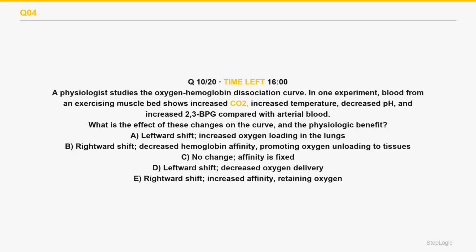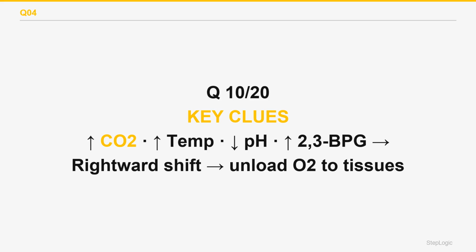Read the command, effect on the curve, and the benefit. Exercising muscle with high CO2, high temperature, low pH, high 2,3-BPG, all factors that shift the curve right. These 4 factors, increased CO2, increased temperature, decreased pH, and increased 2,3-BPG, all shift the oxygen-hemoglobin dissociation curve to the right. A rightward shift means decreased hemoglobin affinity for oxygen.